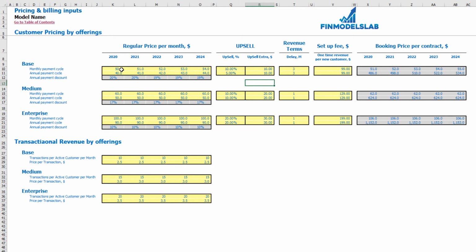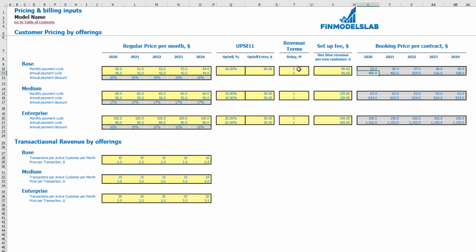How it works? So you have $50 plus 10% of $10, which is $1, and you have booking price per contract, $51, $52, $53, $54, $55. If you need more, for example, $50, it will add additional $5 per month of upsell across the years. If you don't need the upsell, you can just clean these cells, and that's it. For the annual payment cycle, your booking is multiplied by 12. So 40 multiplied by 12 is 480.